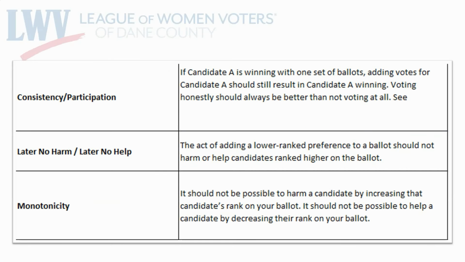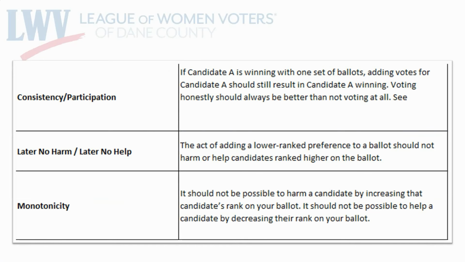Next is the consistency and participation criteria, which are 2 separate but related concepts. Consistency states that if a candidate is winning, adding more ballots for that candidate should not cause that candidate to lose. Participation states that voting sincerely should always be better or equal to not voting at all. This means that voting for one's favorite candidate should not cause that candidate to lose.